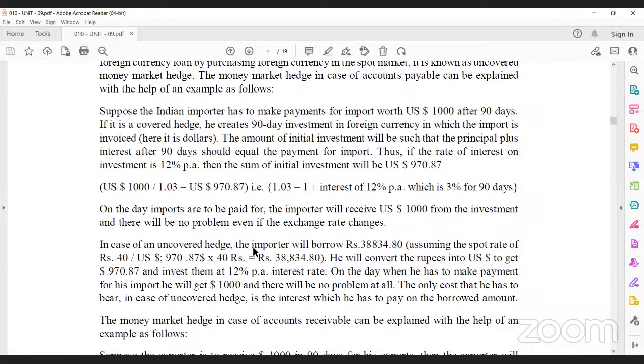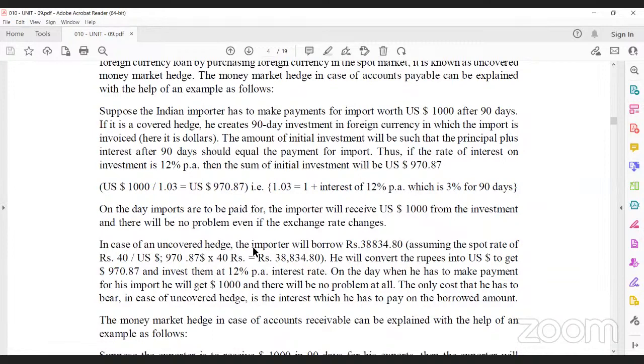Suppose it is an uncovered hedge. The importer will borrow rupees 38,834.80, assuming a spot rate of rupees 40, that is US dollars 970.87 into rupees 40. Now, converting this in Indian rupees to get 970 US dollars and invest them at a 12% interest rate.